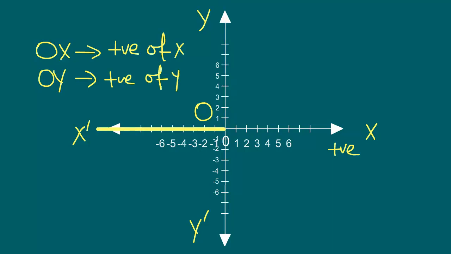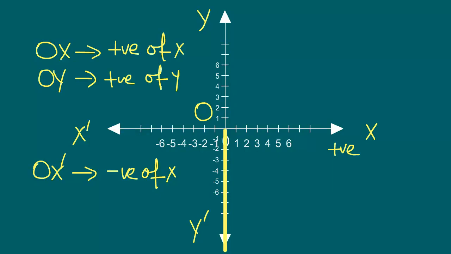Similarly, you will note that on OX dash, what can we say of the values of x? Well, these are all negative values of x. So sometimes we refer to OX dash as the negative direction of x. And as you can imagine, finally, OY dash, because of the same reason, is sometimes referred to as the negative direction of y, because all the values on OY dash are negative values of y.